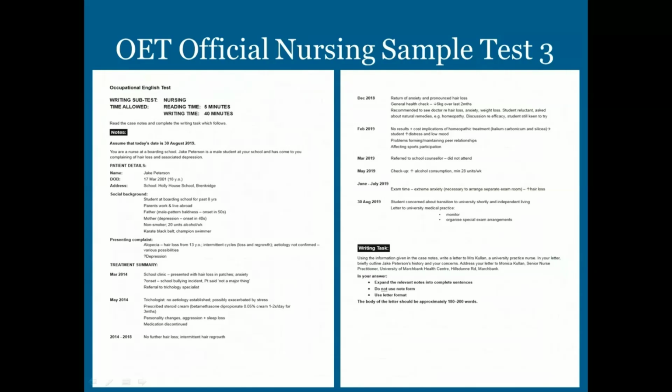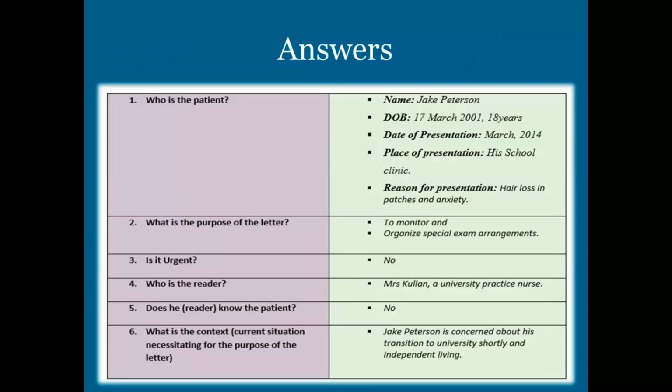Just underline them, or you can write them somewhere. The third five minutes you use to plan your letter, but we are using the second five minutes to answer the six questions. Now let's see how we did it. Who is the patient? Jake Peterson, that's his name. Date of birth 17 March 2001, 18 years. Date of presentation March 2014. Place of presentation, school clinic. Reason for presentation, hair loss in patches and anxiety.